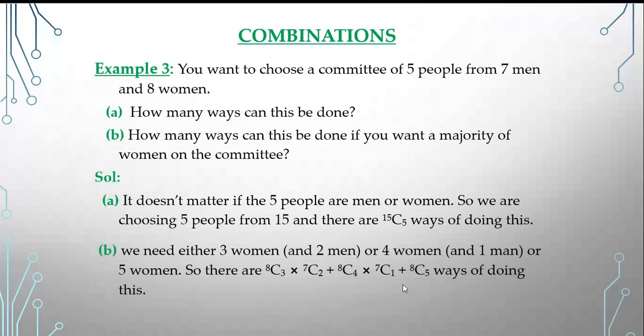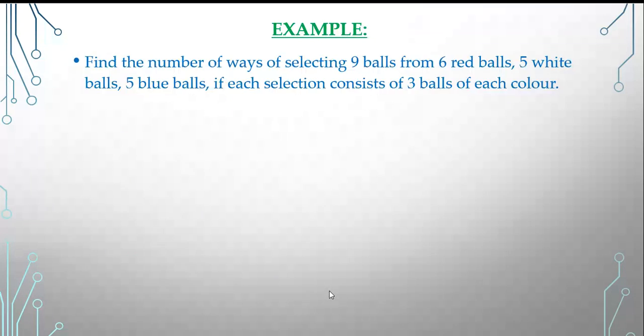Clear? So here we use the product rule and the sum rule. You also have to keep in mind where we use the product rule and where we use the sum rule. If we have 'and', we use multiplication, meaning the product rule. If we have 'or', we use the sum rule. Clear? So these are the ways. Your task is to solve this and find your answer. Clear?